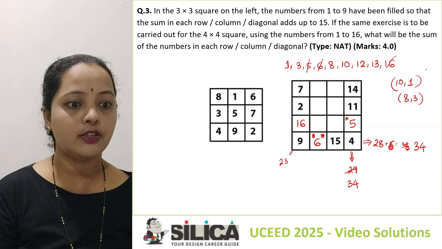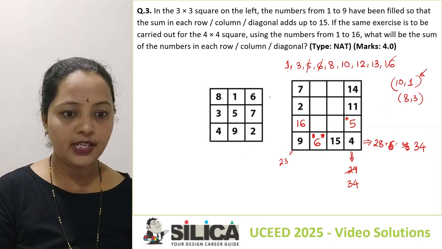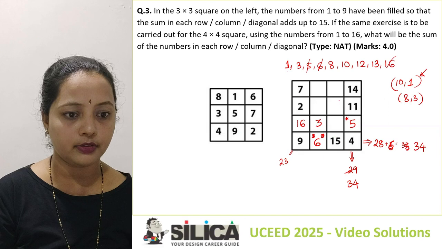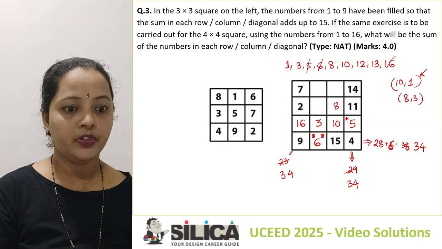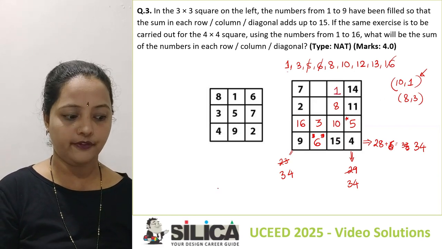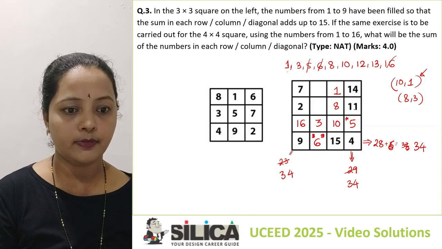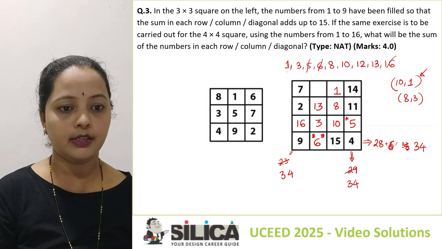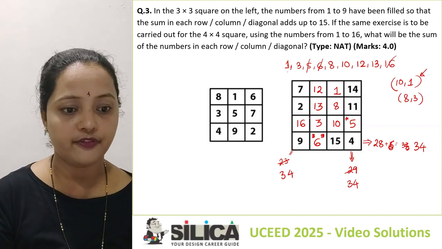If you try with this case of 10 and 1, it doesn't work. But 8 and 3 suits well. So if you place a 3 here and an 8 here, that gives me a sum total of 34. And then 16, 3 and 10. 15, 10, 8 and a 1 over here will give you 34. And then 8 into 10 and this 11. So that means 13. And then the missing number, which is 12. So this is how this 4 by 4 square would get filled.